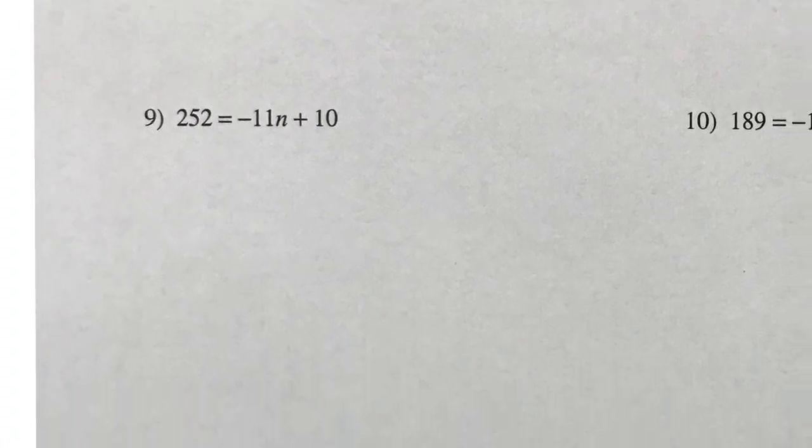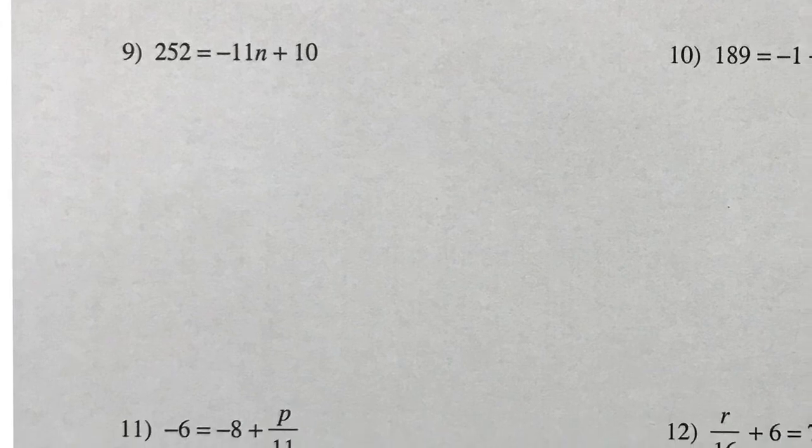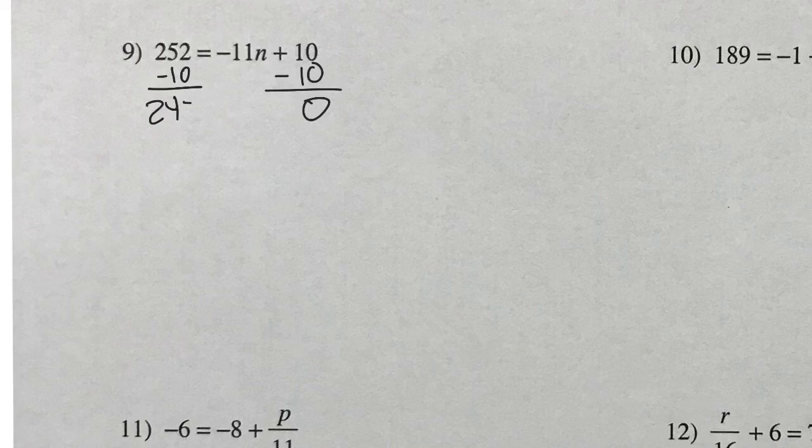Let's do 9. 252 equals negative 11n plus 10. All right. Well, I want to get the coefficient and variable by themselves so that I can do the final operation. So I need to take care of this plus 10 first, right? That's the constant. And if I'm adding 10, I could do the opposite, right? Instead of addition, I'm doing the inverse operation of subtraction. 10 minus 10 is 0. 252 minus 10 is 242.